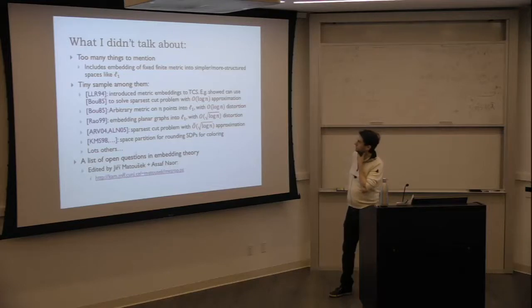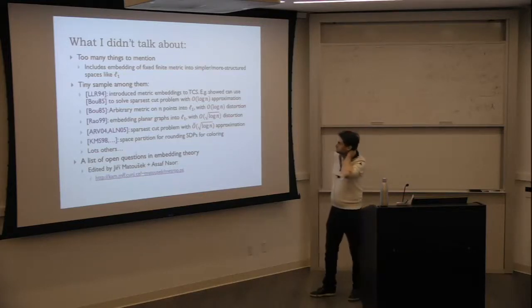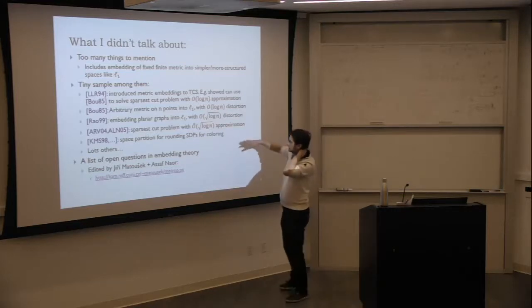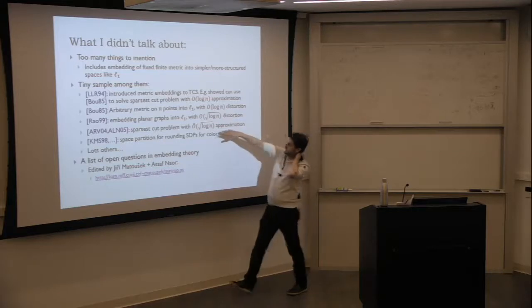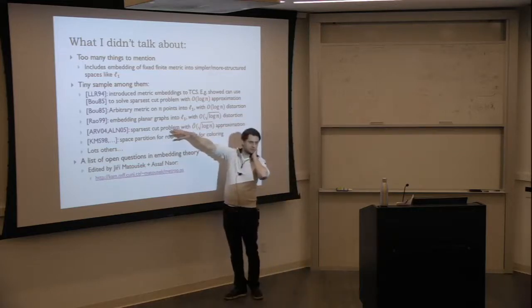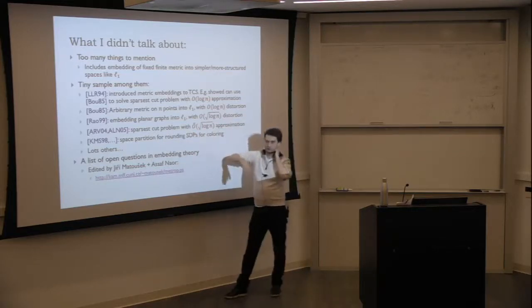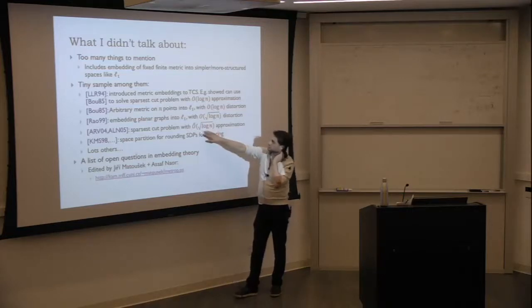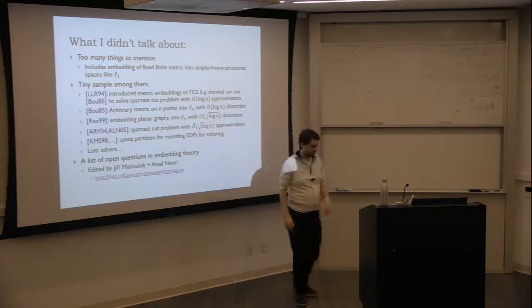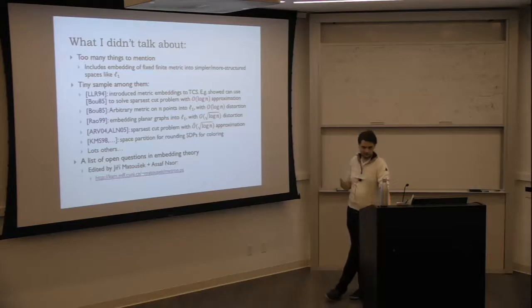One of the highlights of this line of work is that we can solve the sparsest cut, a graph problem, using these geometric techniques with an approximation of root log n, which is the best known. And this really uses this notion of metric embeddings.